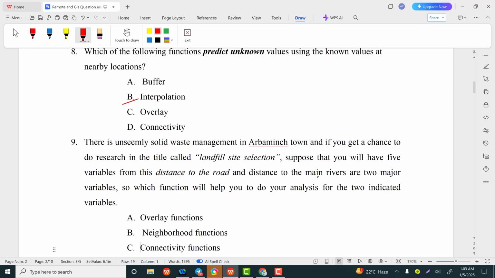Question number 9. There is unsound solid waste management in our town, and if you get a chance to do research on the title called landfill site selection, suppose that you will have 5 variables. Look, we have 5 variables. From these, distance to road and distance to the main river are 2 major variables. So which function will help you to do your analysis for the 2 indicator variables?